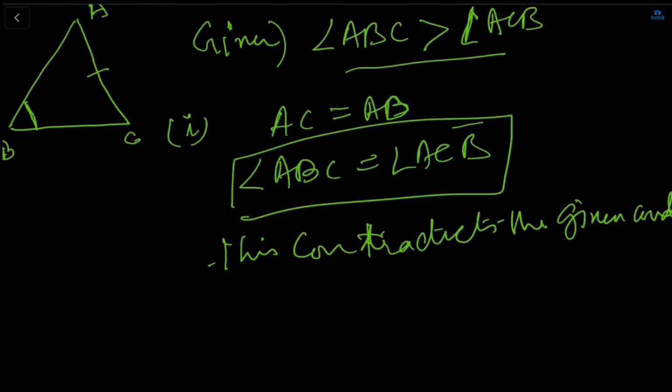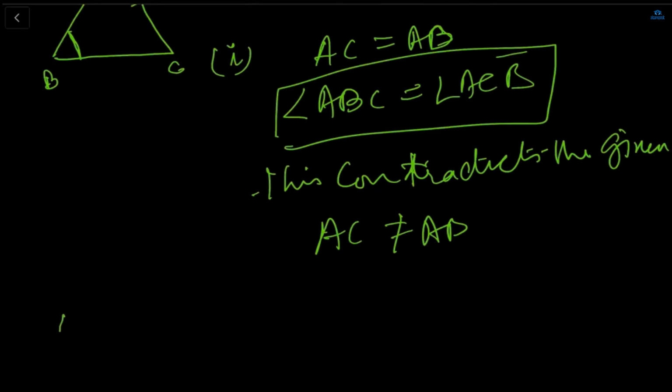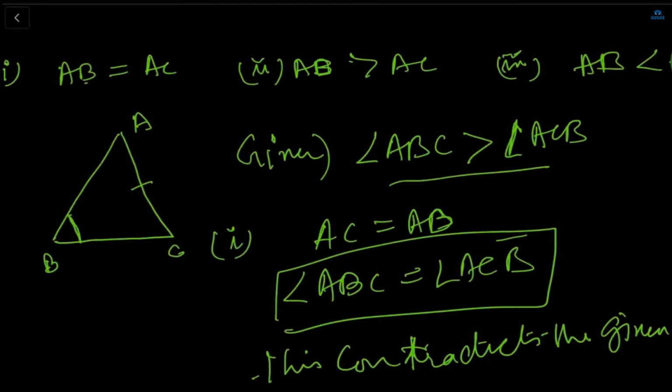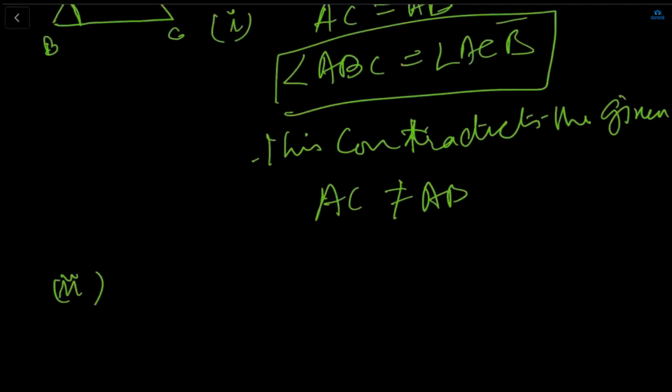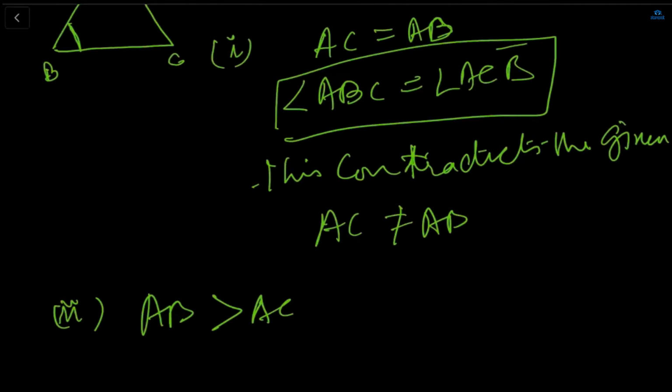Since this contradicts the given condition, therefore you can say that AC is not equal to AB. AC will not be equal to AB. Now let's come to the second condition. What is the second condition? AB is greater than AC, or you can say that AC is less than AB. AB is greater than AC.